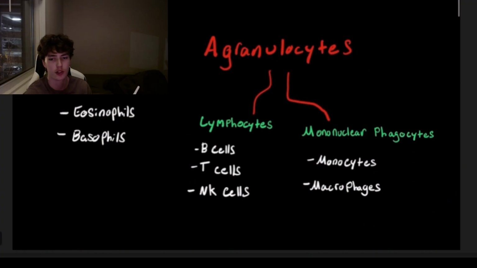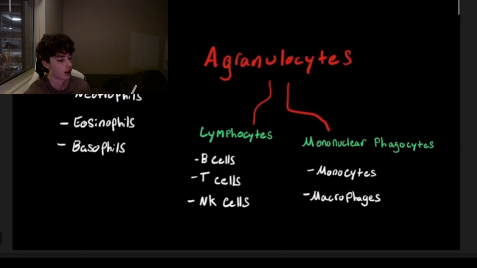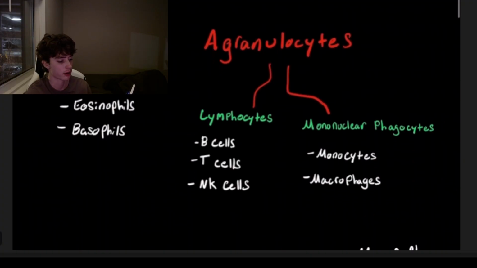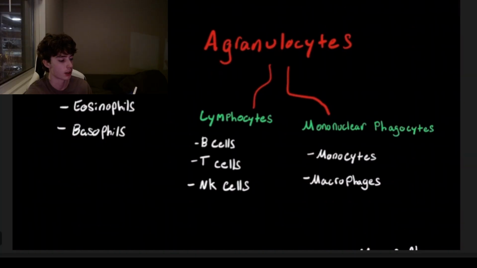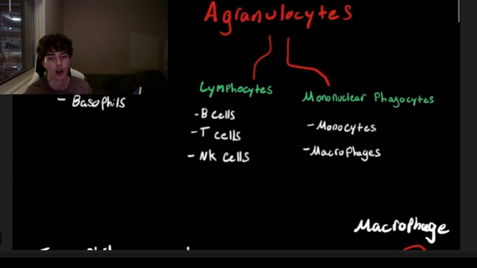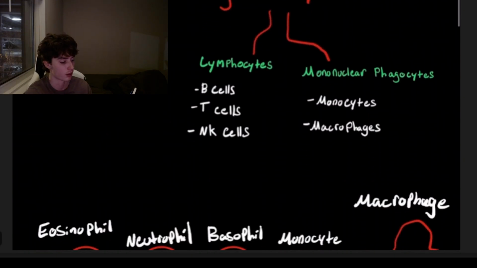So agranulocytes have 2 subcategories underneath them. We have lymphocytes and then we have mononuclear phagocytes. So lymphocytes take up around 20 to 40% of the white blood cells within your body. These are the core white blood cells for your adaptive immune system. So they learn, they remember, and then they respond to different pathogens in your body. So these are actually really important. All of these are important, but you get what I'm saying.